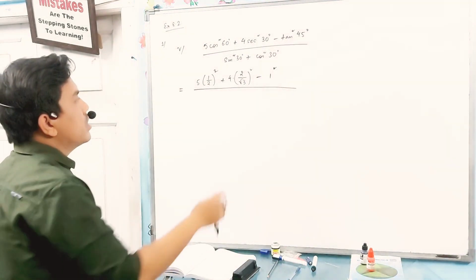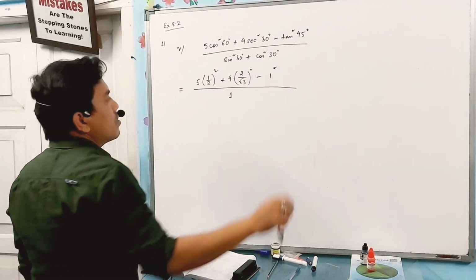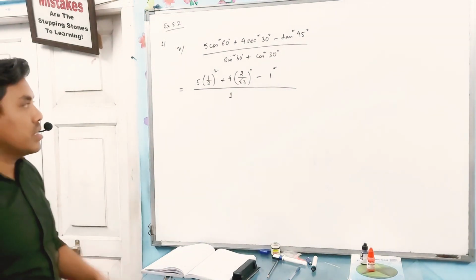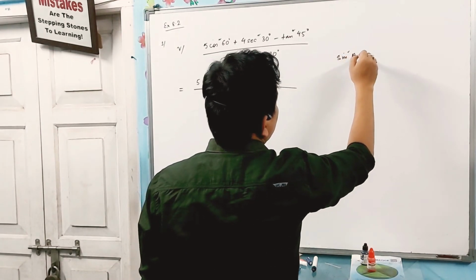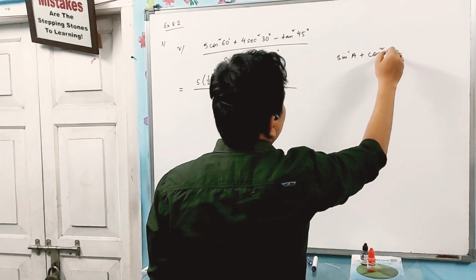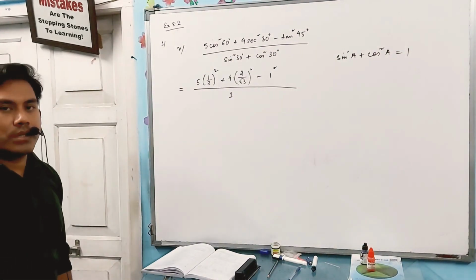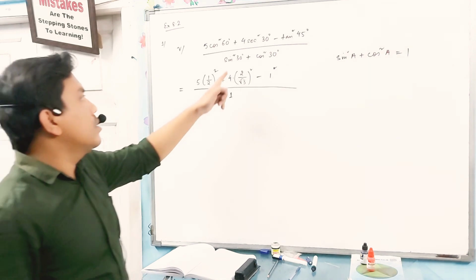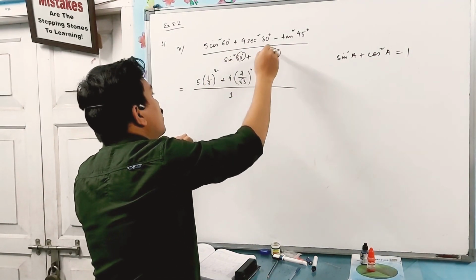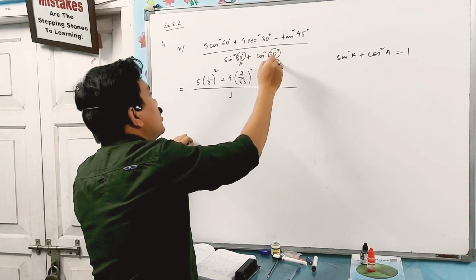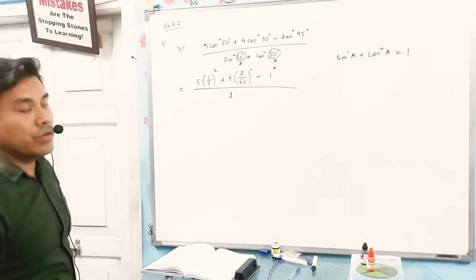Sin square 30 plus cos square 30 will be 1. Why? Because in the next exercise you will get one formula. I think we have already used this formula in one of the questions: sin square A plus cos square A is equal to 1, isn't it? The angles are the same, 30. If you consider it as A, this will also be A. Sin square A plus cos square A will be what? 1. The angle values must be the same.